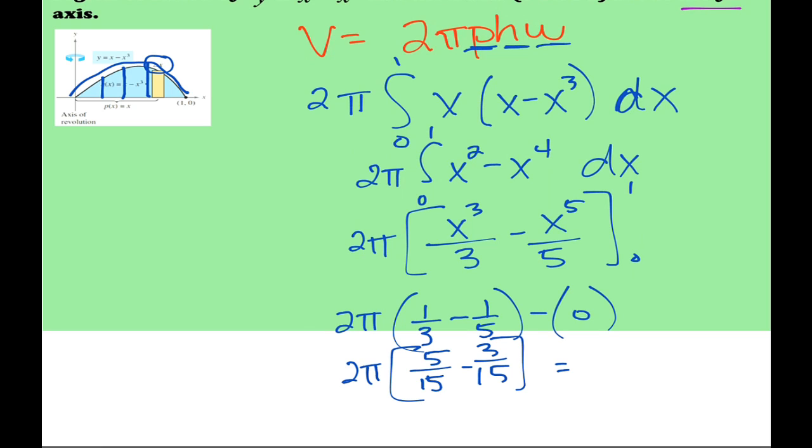So what's 2 fifteenths times 2 pi? 4 pi fifteenths? 4 pi fifteenths would be the volume of your solid of revolution using the shell method. Okay, let's do another one.